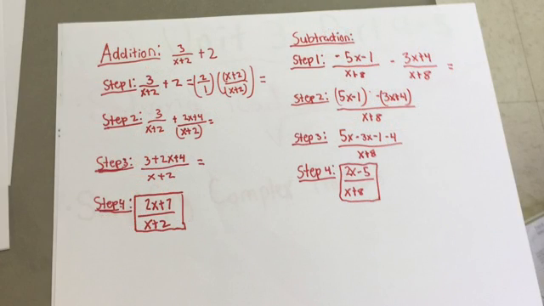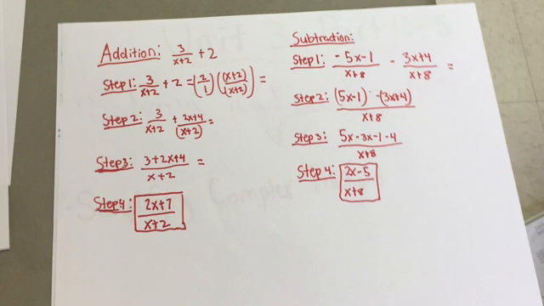Alright, so now the addition section. So the problem is 3 over x plus 2 plus 2. And so that converts to 2 over 1 times x plus 2 over x plus 2. And so what you do is you need a common denominator, so times x plus 2 to the 1, that's the denominator of 2. So what you get is 3 over x plus 2 plus 2x plus 4 over x plus 2. And then you can add them and you get 3 plus 2x plus 4, which then simplifies down to 2x plus 7 over x plus 2. And that's your final answer.